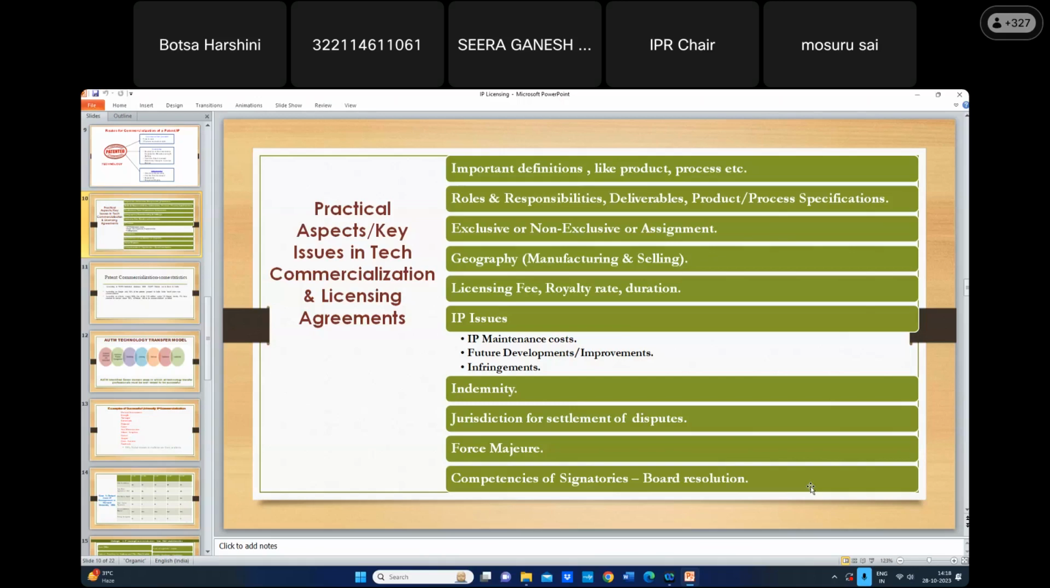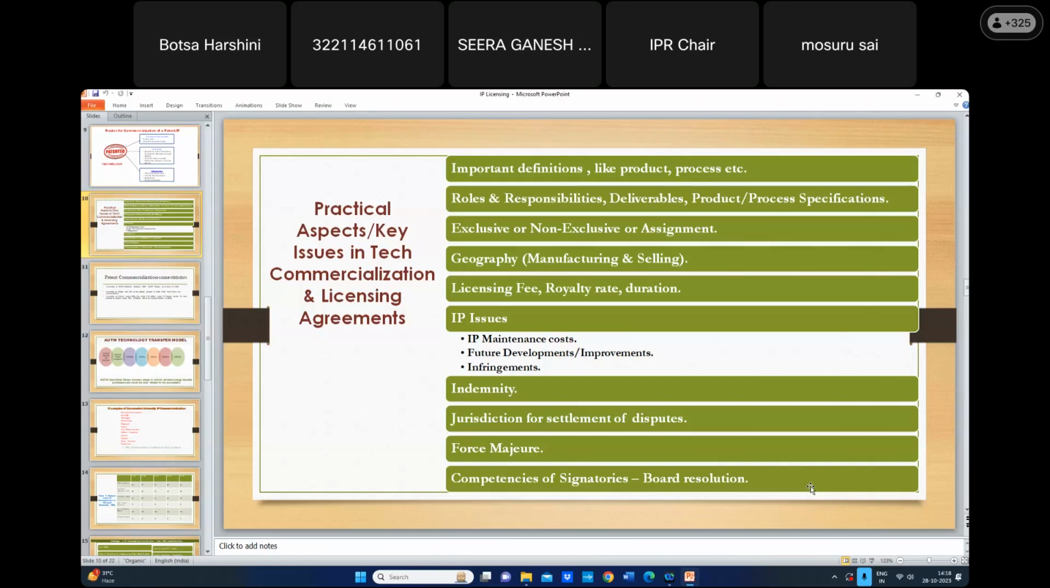And competencies of signatories. The agreement has to be signed by competent people, who are approved by the board of directors of the particular organization. Any organization is not a one-man company. The person who signs should get permission and authorization from all the board of directors who are members of the promoter company. That is also very, very important.